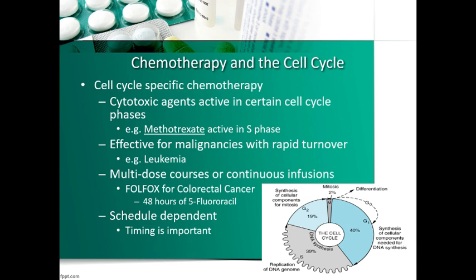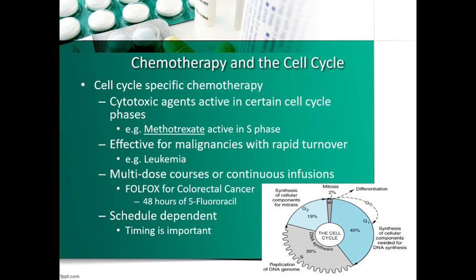They typically require multi-dose courses or continuous infusion. So a good example of this is 5-fluorouracil, which is a cell cycle specific drug that works in the S phase, and we give it continuously over 48 hours. So patients will come into the KCC and we'll hook them up to a pump, and it goes for 48 hours, and then they'll go home and they'll do their thing for 2 days, and then they'll come back and we'll unhook them and the drug will have infused for 48 hours.